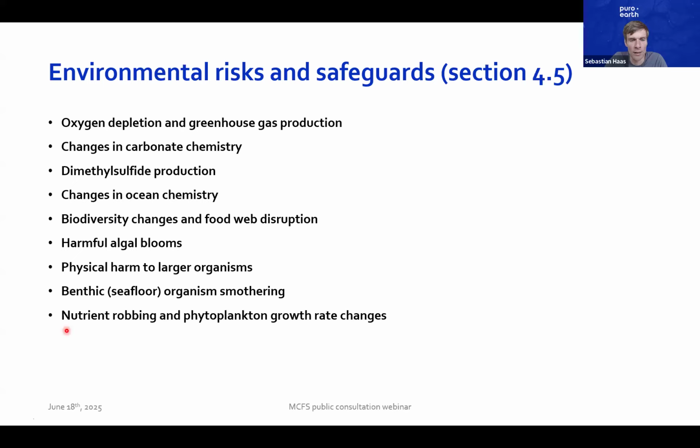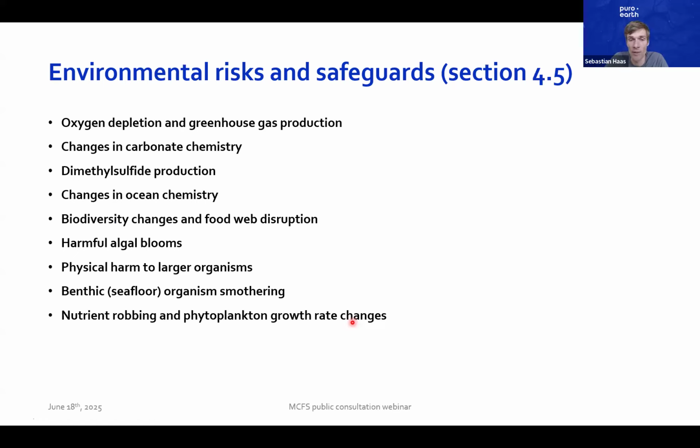Okay, finally, the last point here is called nutrient robbing and phytoplankton growth rate changes. What we're addressing here, again, is minimizing changes in the ecology and the biogeochemistry of the local environment, and also of the environment that might be affected by these changes downstream. By downstream, I mean ocean currents that might carry the water in which we are growing the microalgae on the substrate now, but might later transport it somewhere else.